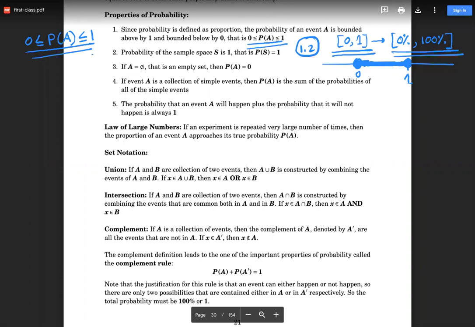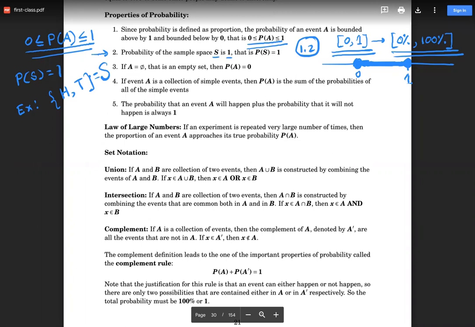Number 2, probability of the sample space S is 1. So that's another interesting thing. Probability of S is always 1. Very simple example. Toss a coin. What's your sample space? Either head or tail, right? That's your sample space, let's say S. Your sample space S, head or tail.